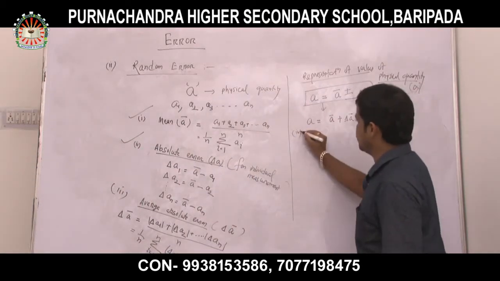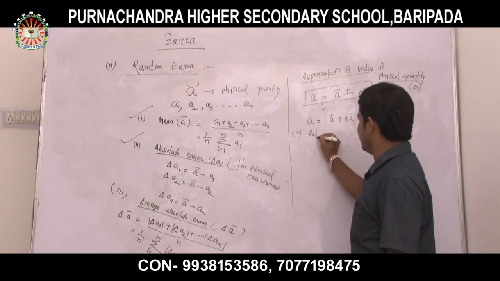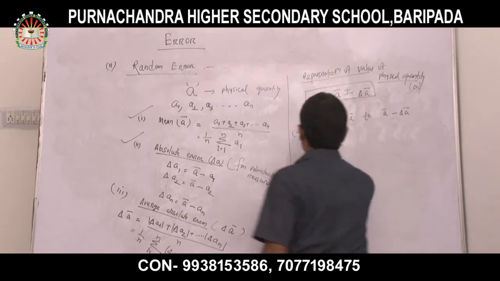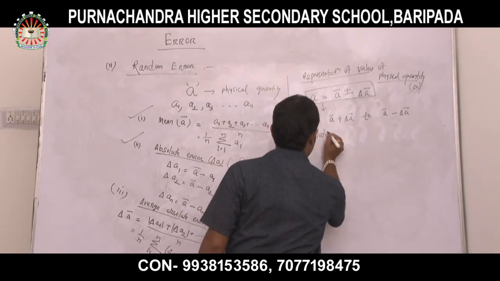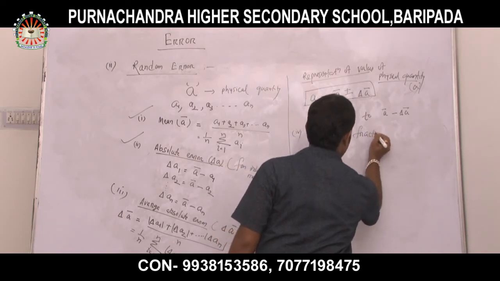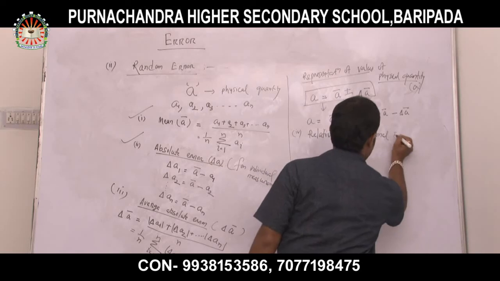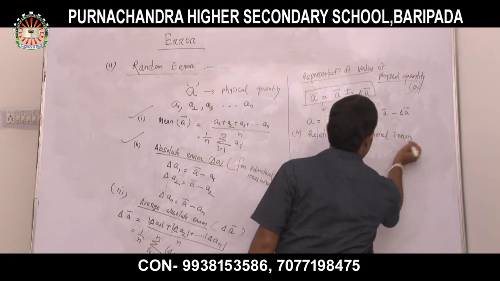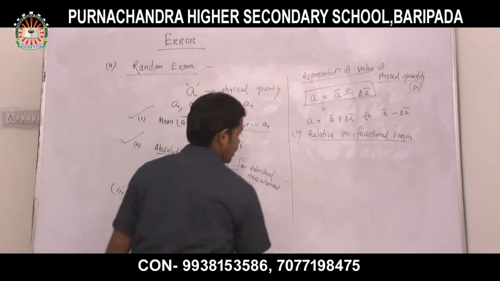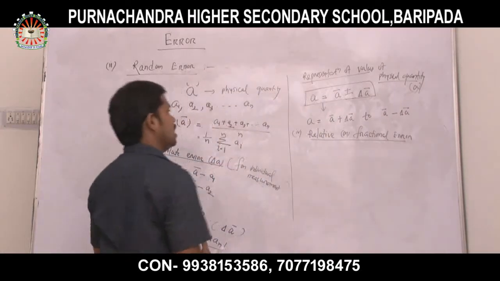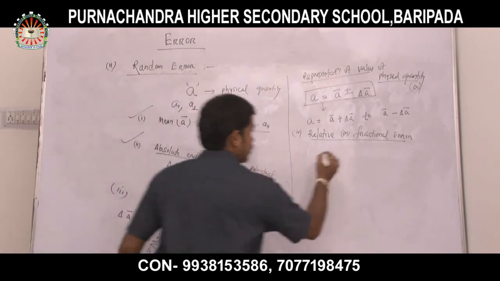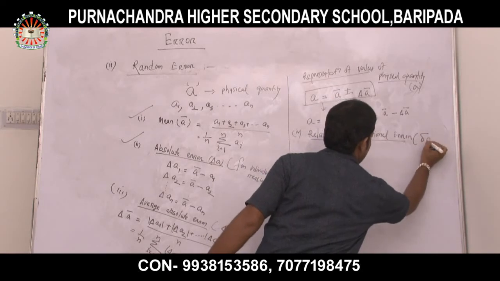Next, number 4, what are we going to calculate? Now it is the relative or fractional error. The next thing you are going to find out is the relative or fractional error. So what is the definition? Let us find out. Relative or fractional error is denoted as del A. This is the symbol.